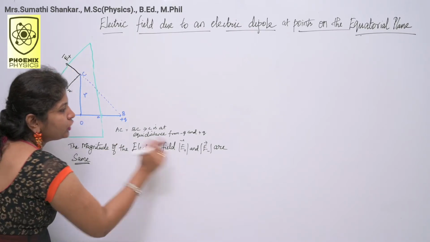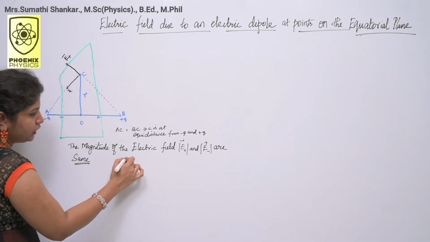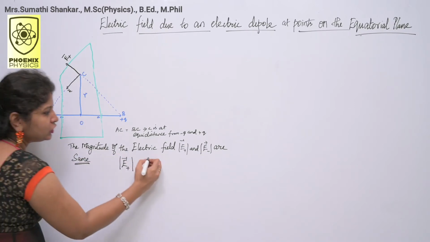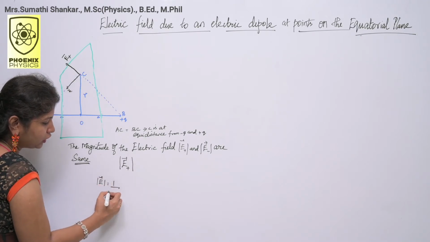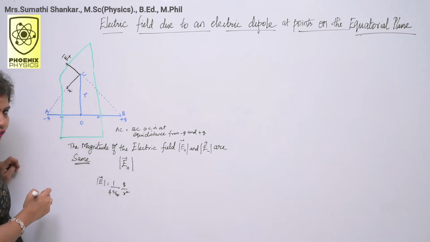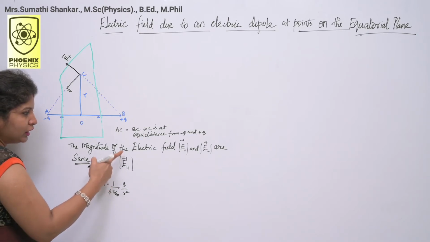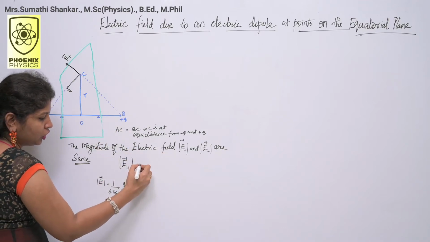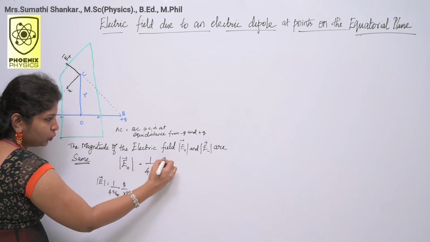How do you find out E plus? E plus means vector quantity; for the magnitude of electric field you put the modulus symbol. The general formula for the magnitude of electric field is 1 by 4 pi epsilon naught, Q by r squared. This is the general formula, for magnitude alone. Here I want to find the magnitude of electric field due to plus Q charge. So how do you write? 1 by 4 pi epsilon naught Q.